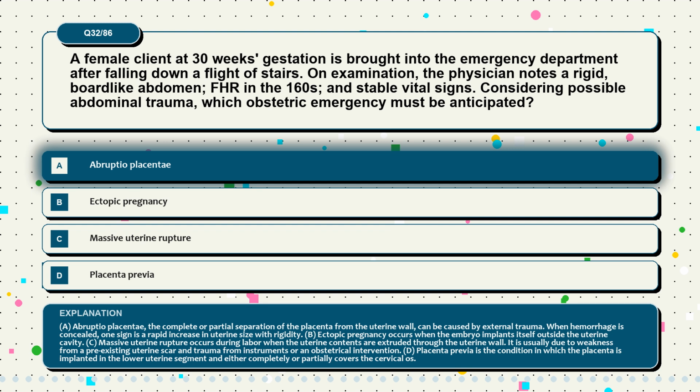Ectopic pregnancy occurs when the embryo implants itself outside the uterine cavity. Massive uterine rupture occurs during labor when the uterine contents are extruded through the uterine wall. It is usually due to weakness from a pre-existing uterine scar and trauma from instruments or an obstetrical intervention. Placenta previa is the condition in which the placenta is implanted in the lower uterine segment and either completely or partially covers the cervical os.